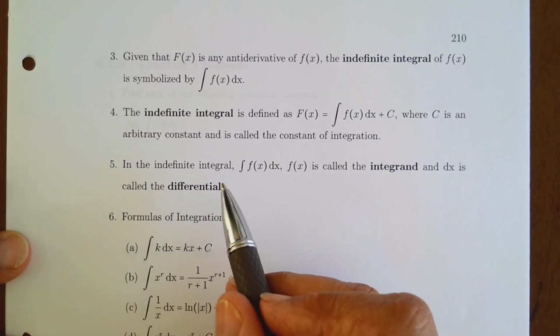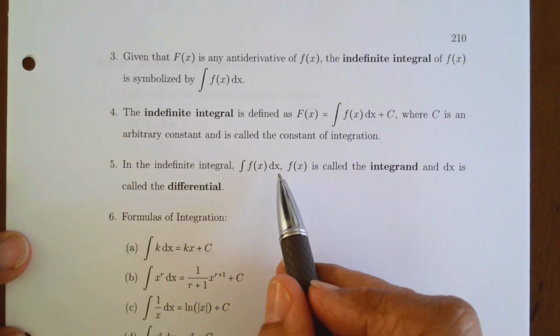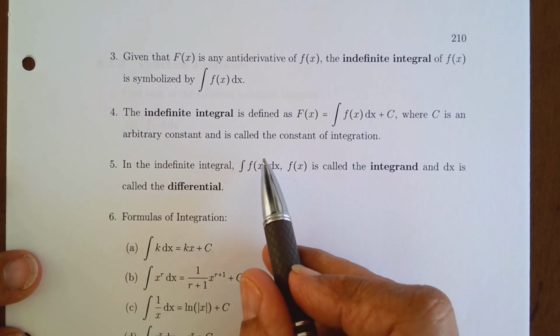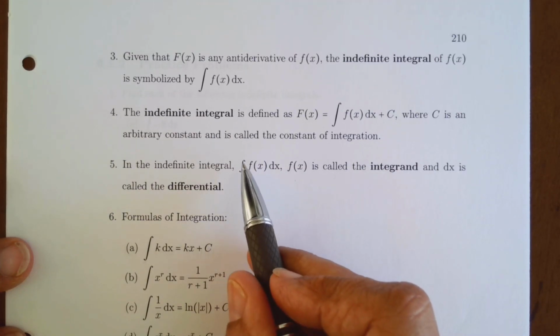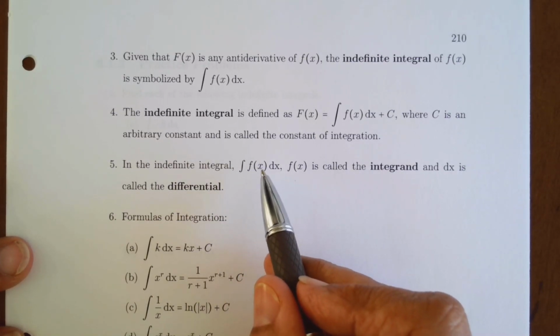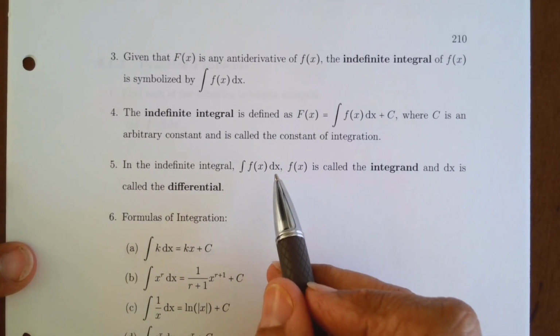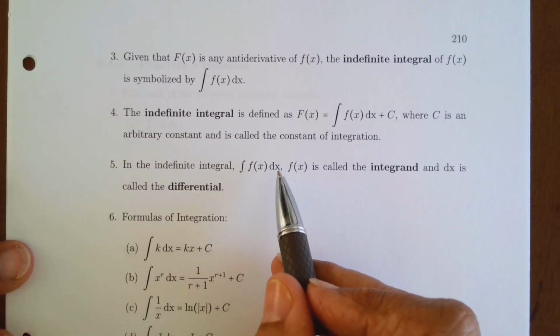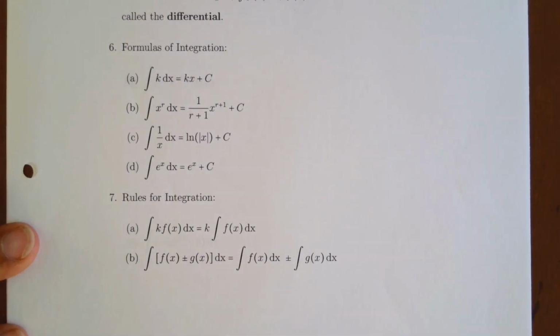Number 5 says in the indefinite integral that we have, f of x is called the integrand and dx is called the differential. So just so you understand, this notation means you're finding the antiderivative. This is the integrand, what you're finding the antiderivative of, and this is the differential, which, just like with derivatives, tells us the variable we're working with. So this would be x. Today we're just going to look at the basic formulas and do a couple of these in the notes. So 6 and 7 give us our basic rules.